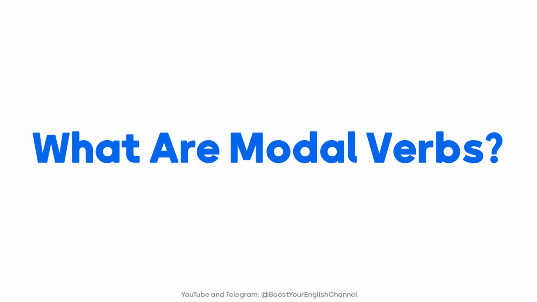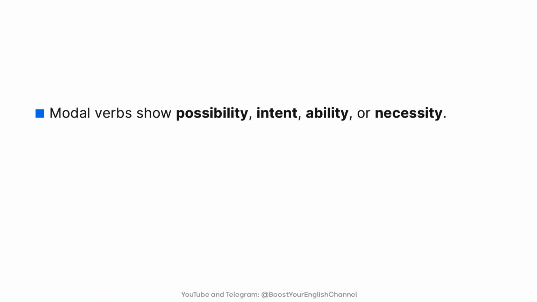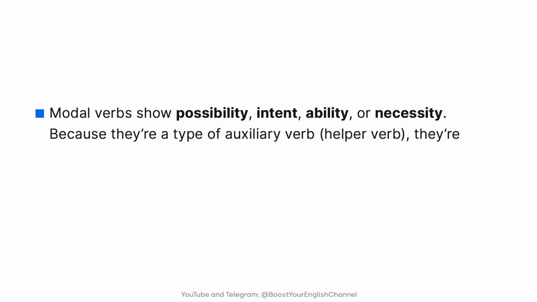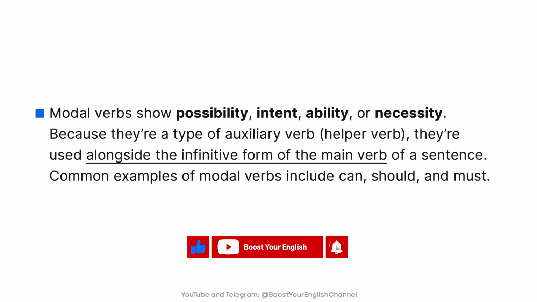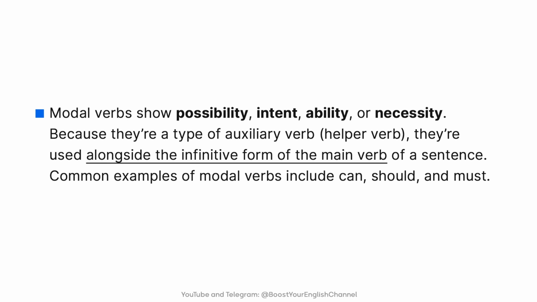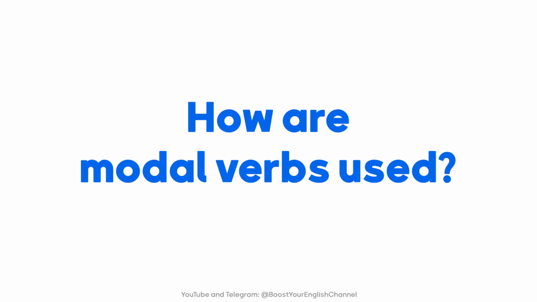What are modal verbs? Modal verbs show possibility, intent, ability, or necessity. Because they're a type of auxiliary verb, helper verb, they're used alongside the infinitive form of the main verb of a sentence. Common examples of modal verbs include can, should, and must.